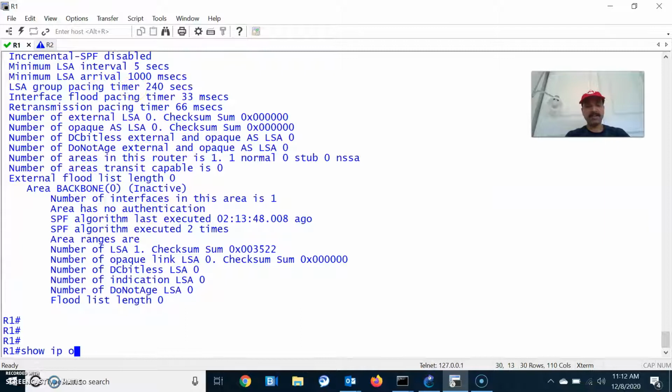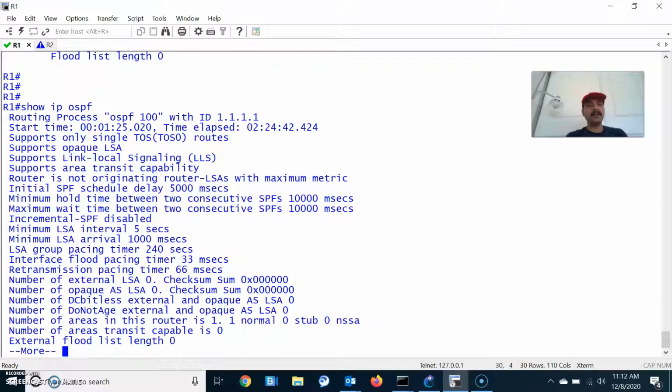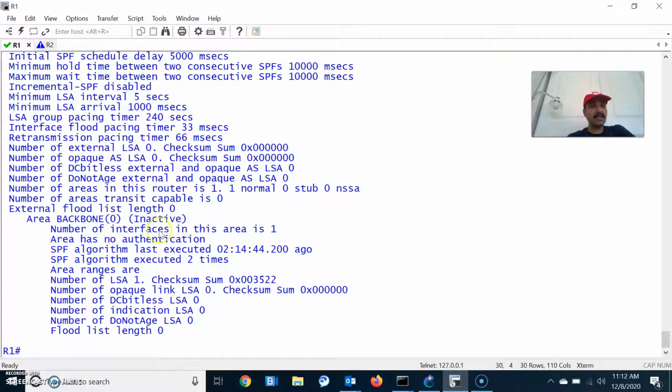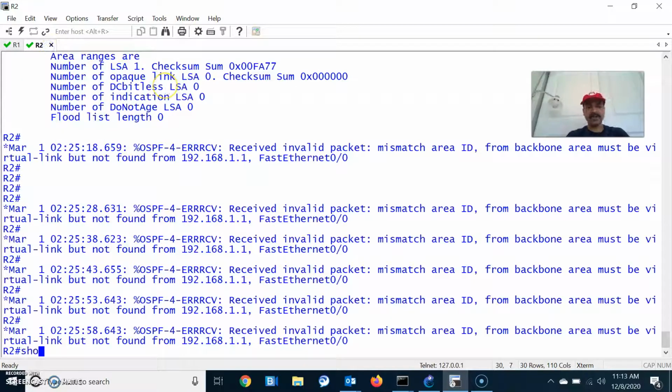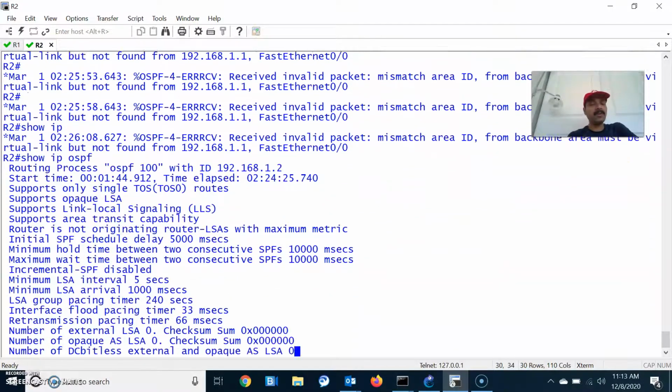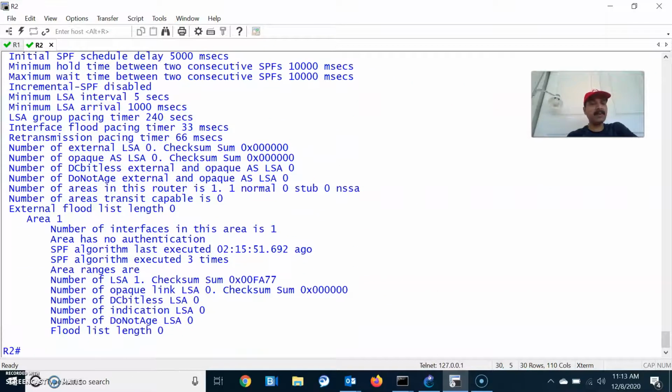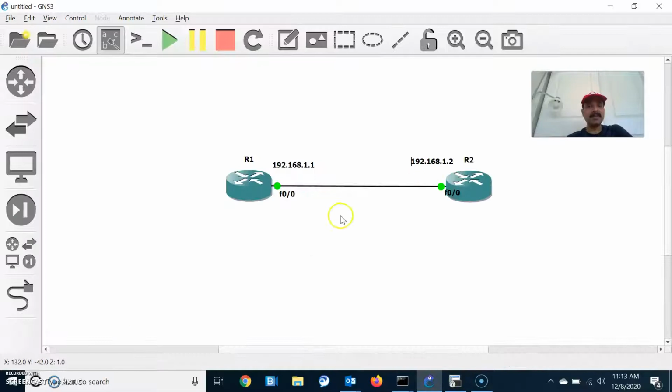Show IP OSPF. The first and foremost thing you always need to check is whether both are in the same area, right? R1 and R2. So now let us check the neighbor relationship. So this is in area 0, right? It is showing inactive. So let us see R2. Show IP OSPF. IP OSPF will give all the SPF algorithm details, how many times it ran, and also show the area. So this is in area 1 and R1 is in area 0. So that is the first reason it is not able to establish a neighbor relationship, right?